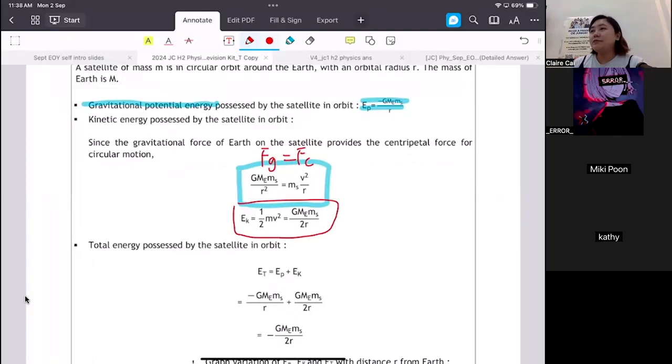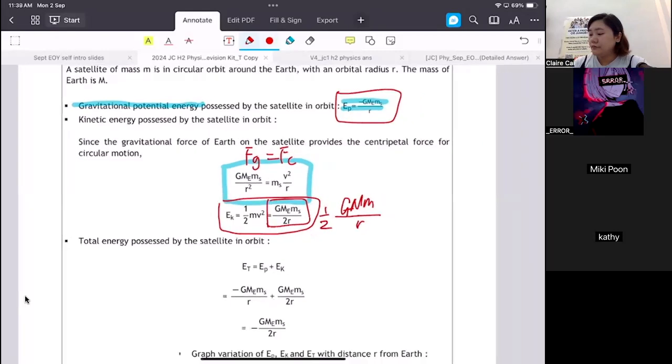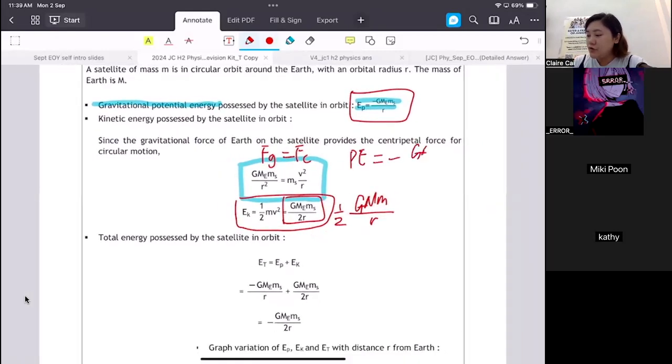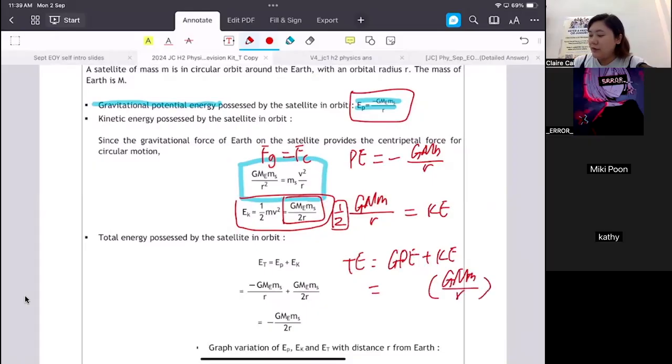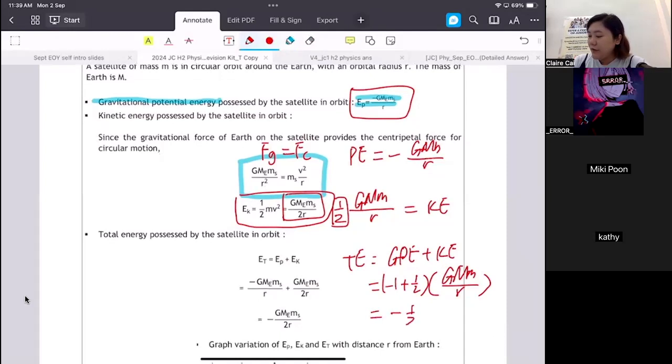So guys, the trick to remember: if you already memorize your GPE and take a look at this one, the back is exactly the same. All you need to do is add the front half. You see that? GPE is negative GMm over R. KE is also GMm over R, but half. You add the two together for your total energy, GPE plus KE. The back is the same, GMm over R, and the front you have -1 plus half, which gives you -half.